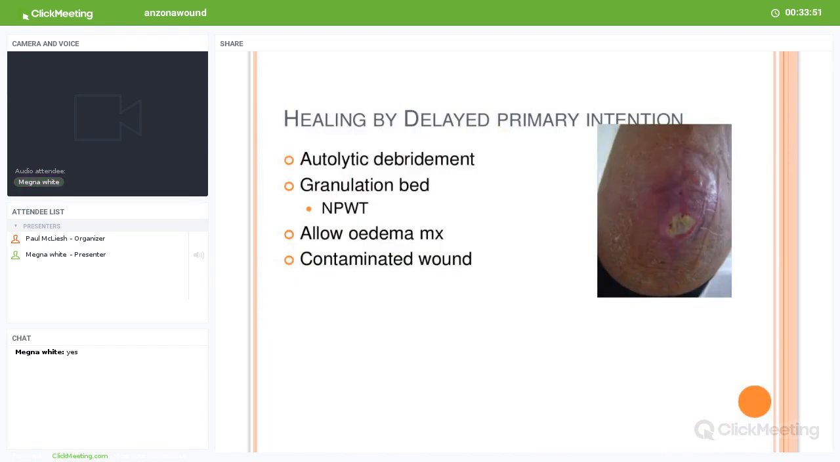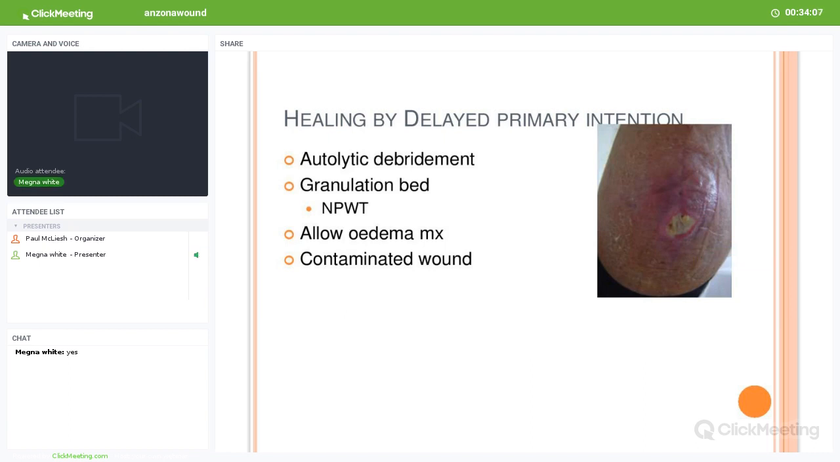The next is healing by delayed primary intent. So this is where you need to autolytic debride the area. So here you can see it's a wound that's broken down. We've got a thick slough base of that wound.